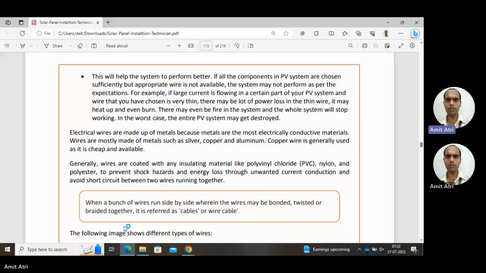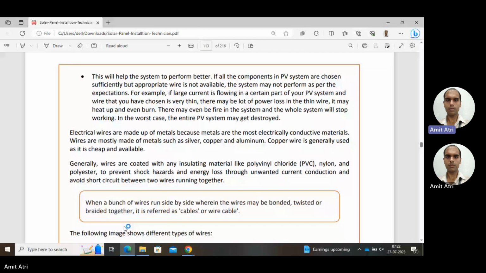So if the current is more, then the heat will be more. But if we can reduce the resistance, then, since I squared R T is equal to the heat, the heat will be less. If the resistance is less, the power losses, I squared R, where R is the resistance, will also be less.